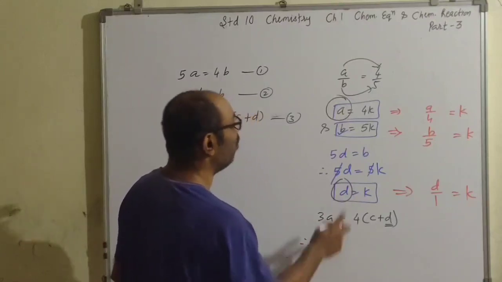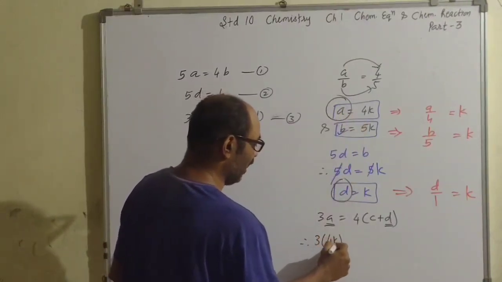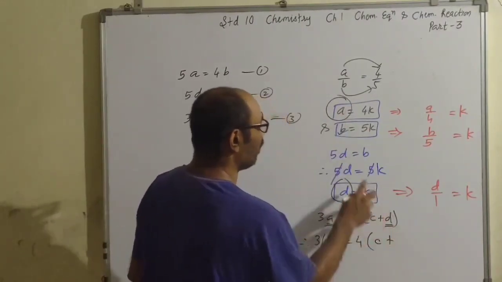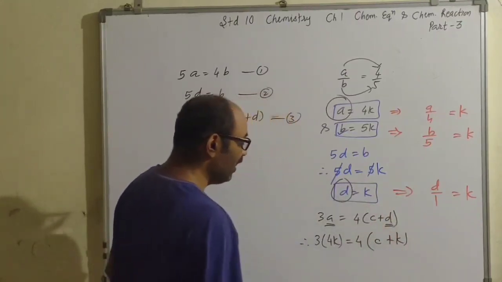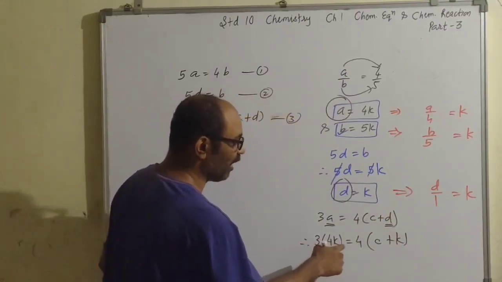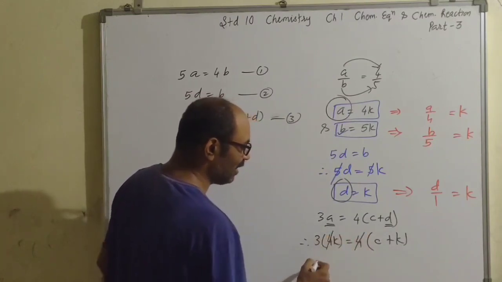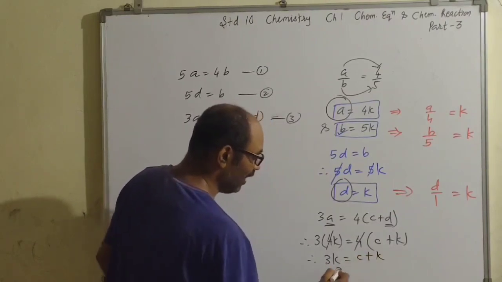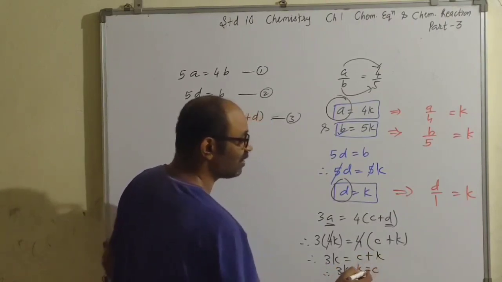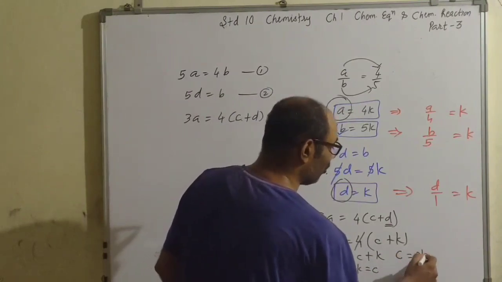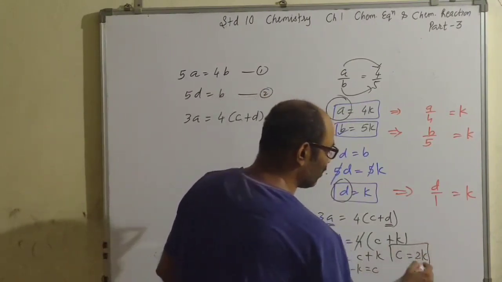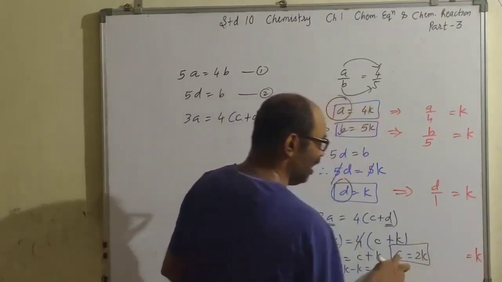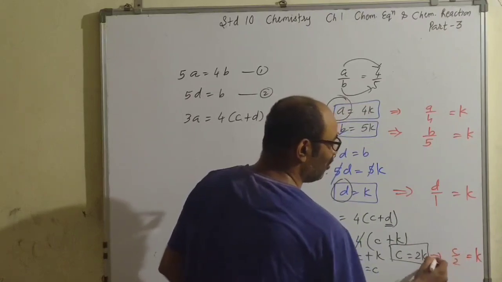Alright, 3 into what is A? 4K is equal to 4 into what is C? We do not know. What is D? K. Alright, children, 3 into 4 into K, 4 into bracket, 4 cancels. Therefore, 3K is equal to C plus K. 3K minus K is equal to C. So, C is equal to 2K. But we want to make K subject of the formula. So, it will be C upon 2.